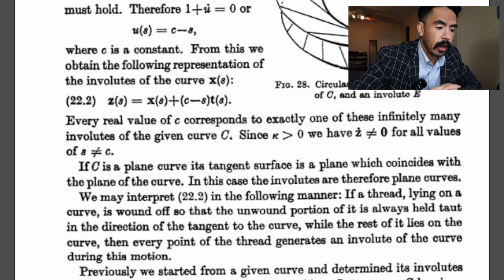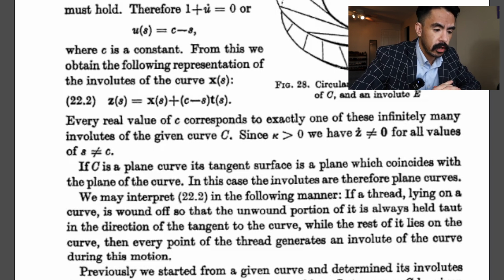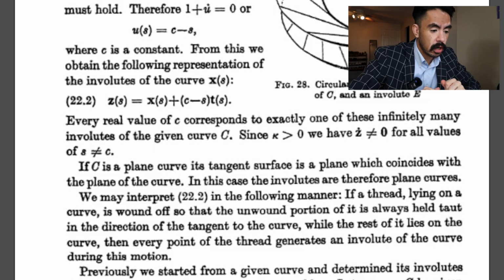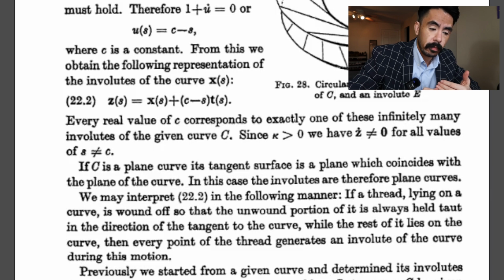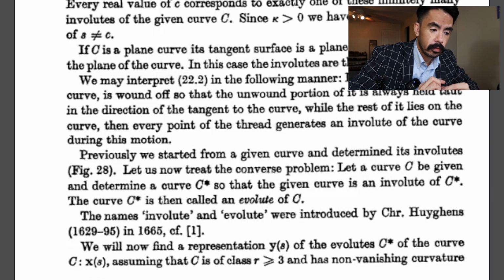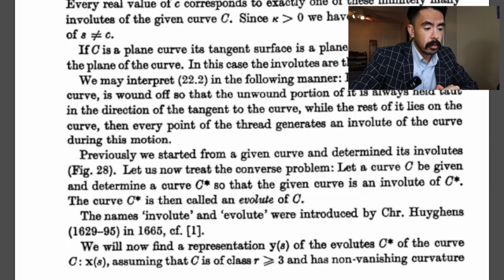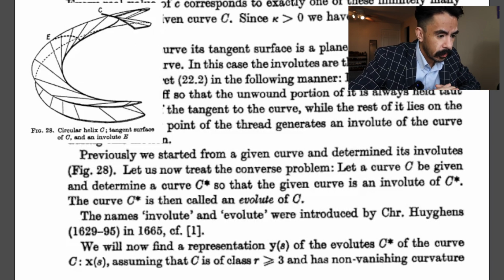If a thread lying on a curve is wound off so that the unwound portion of it is always held taut in the direction of the tangent to the curve, while the rest of it lies on the curve, then every point of the thread generates an involute of the curve during this motion of unwinding a thread. Previously, we started from a given curve and determined its involutes, and this is shown in figure 28 here.